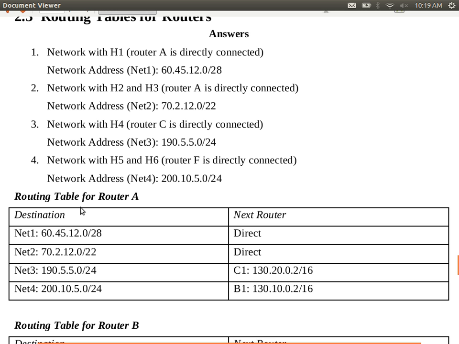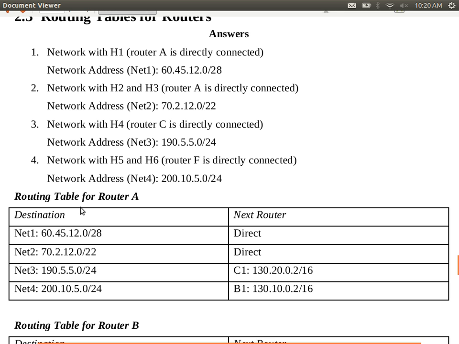The question is why are these values in the network address 0? Because that's our definition of a network address. A network address is a special address. The network portion, we have the sequence of bits, and the host portion, all binary zeros. So we knew that the network portion was 60.45.12.